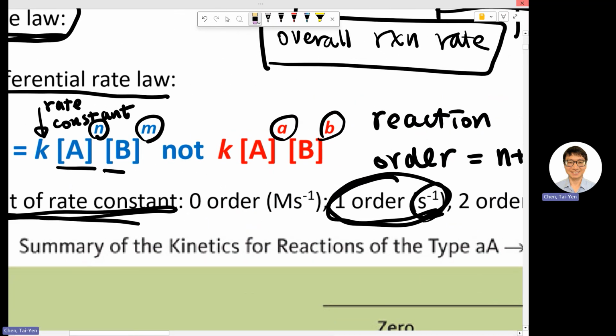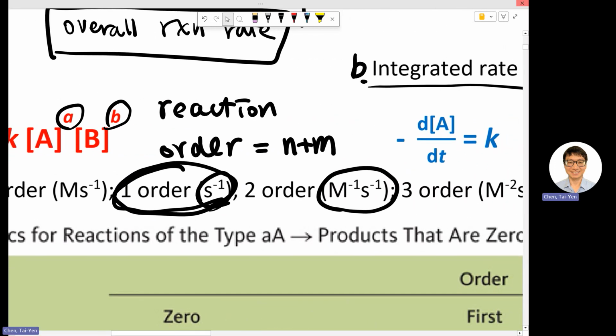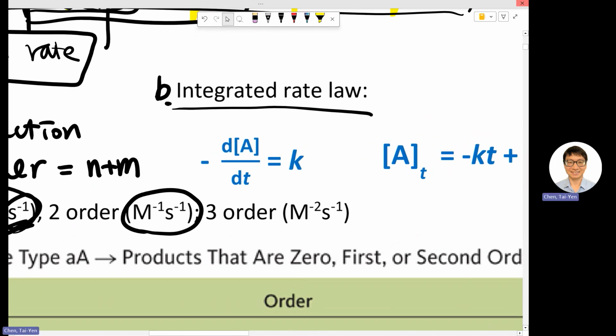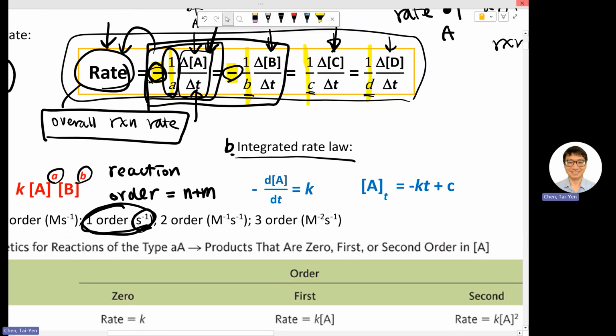if you have a zeroth order reaction, the unit of k is molarity per second. First order, per second. Second order, per second per molarity. Third order, per second per molarity to the second power. So it is not difficult. All you need to know is how to write these out and how they correspond to different orders. So that's pretty much all the things you need to know for the differential rate law.